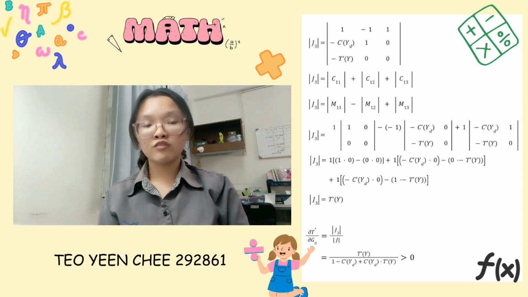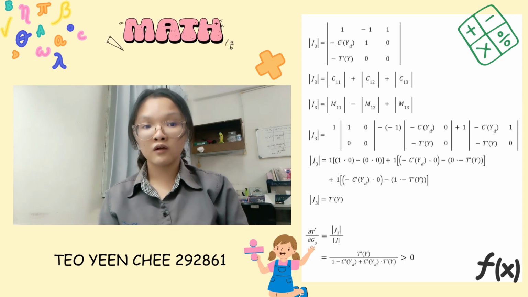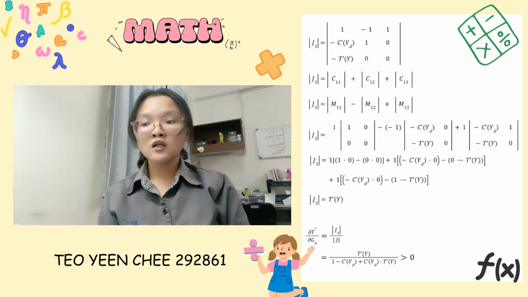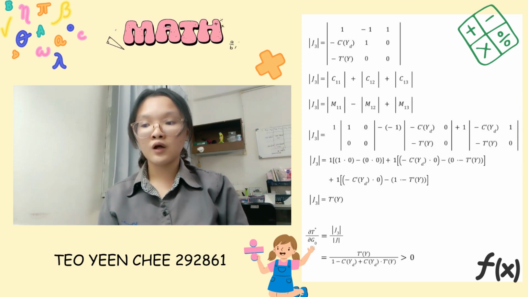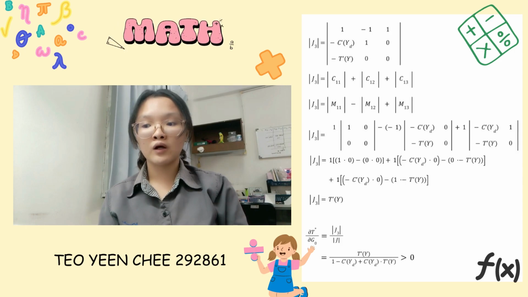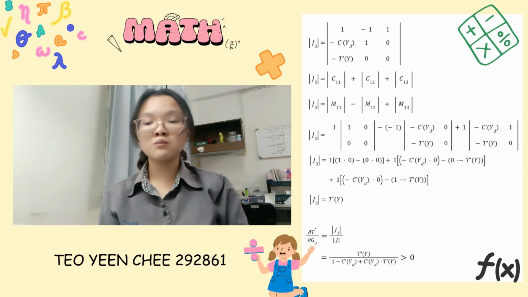Finally, we can find our ∂T star/∂G0, which is J3 over J. Then we will get T prime Y over 1 minus C prime YD plus C prime YD multiplied by T prime Y, which is bigger than 0.